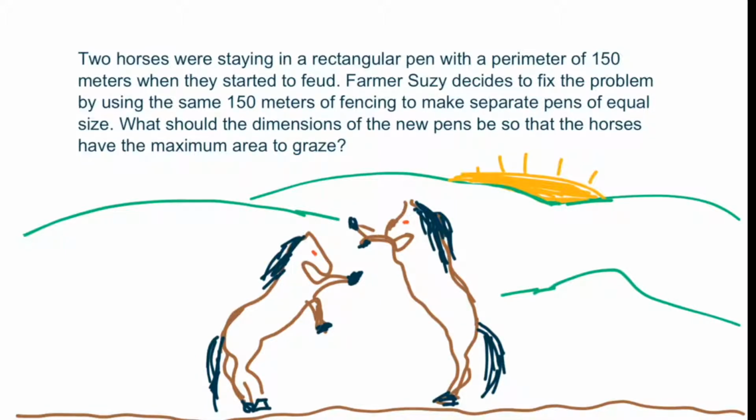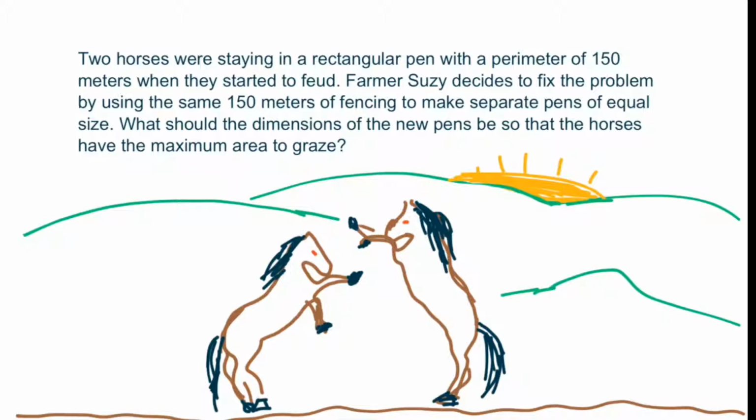So let's get started. We've got two horses that were staying in a rectangular pen that has a perimeter of 150 meters and they start to feud. Pretty clearly shown in the picture here by the aggressive stances and red eyes. So the farmer Susie decides to fix this problem by using the same 150 meters of fence to make separate pens of equal size. Unfortunately she doesn't have extra fence around. She can't just split the pen in half. She's going to have to use her existing fencing to make two new pens. So what should the dimensions of the new pens be so that the horses have the maximum area to graze?